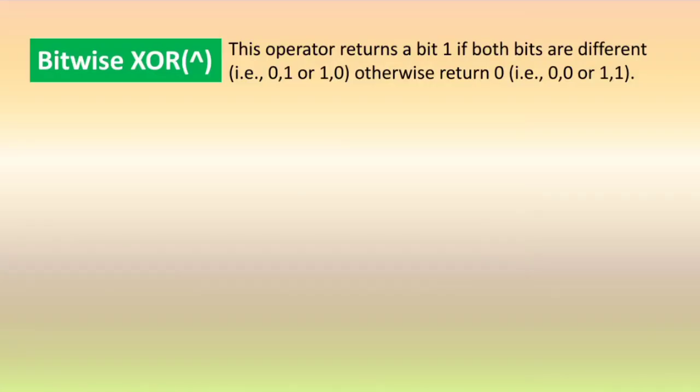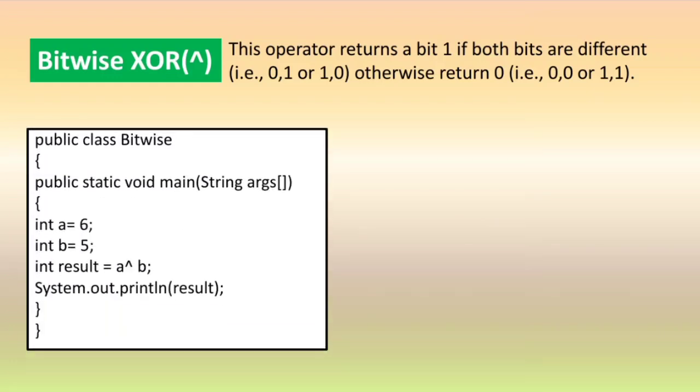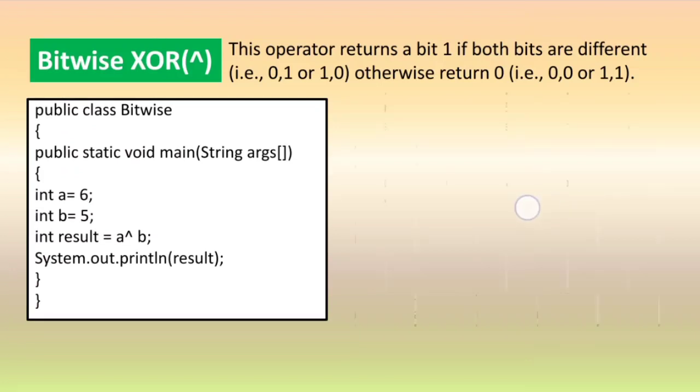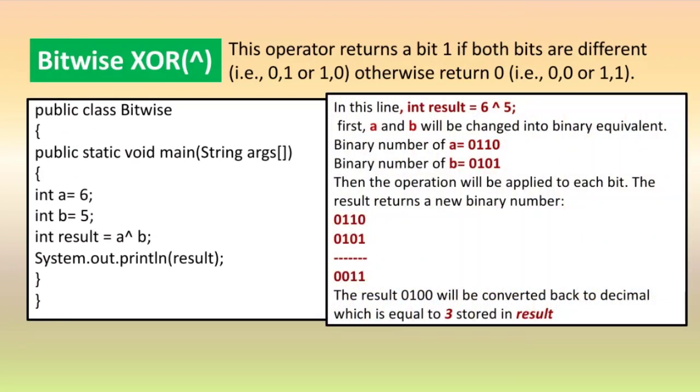Then we come to the bitwise XOR. In bitwise XOR, it returns 1 if both bits are different. That is, 0 1 or 1 0 returns 1. If 0 0 or 1 1, it returns 0. This is the rule you have to follow when you are using bitwise XOR. See the example, the same example I gave, and the same values are used, but the result is 0 0 1 1 finally, and when you convert into decimal form, it is 3. So the value of result is 3.